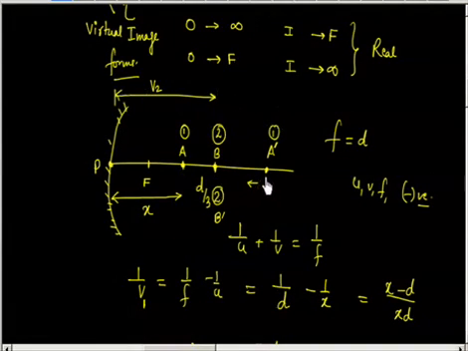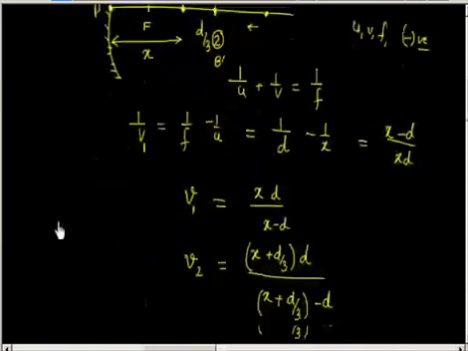This distance is v1. Now v2 is nothing but x plus d by 3. Are you getting? Try to understand once again, because the question says the image just touches the rod. It is only possible that if the image touches, it has to touch at point B. So v2 is nothing but x plus d by 3. So let us plug this value.